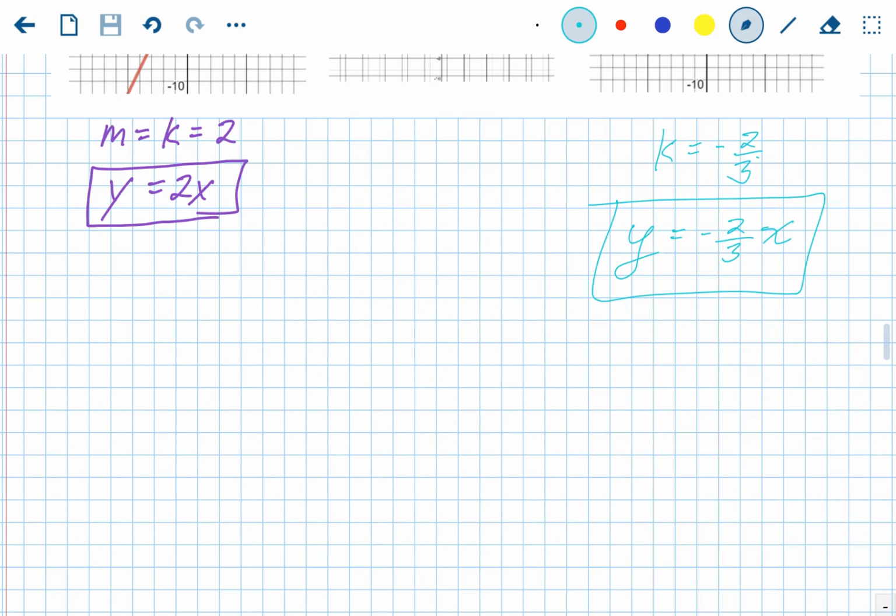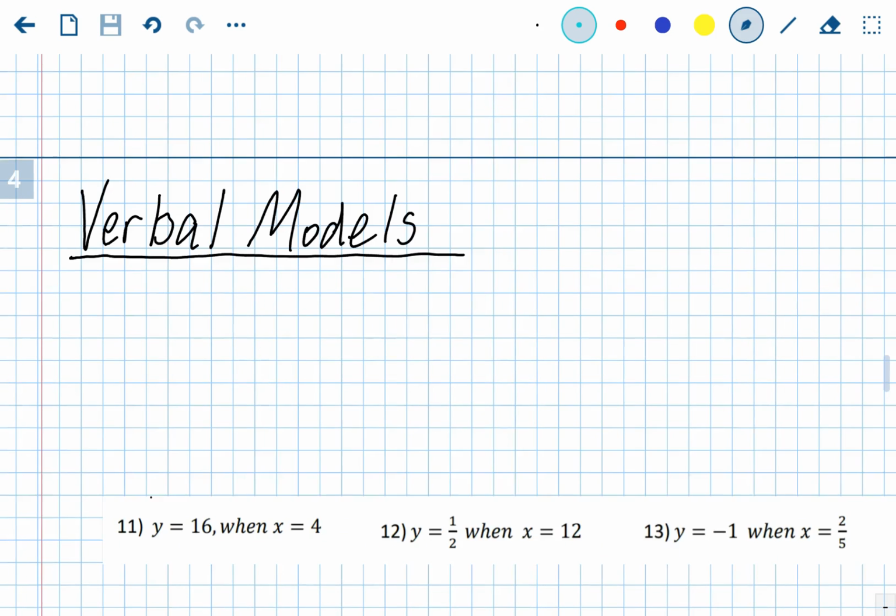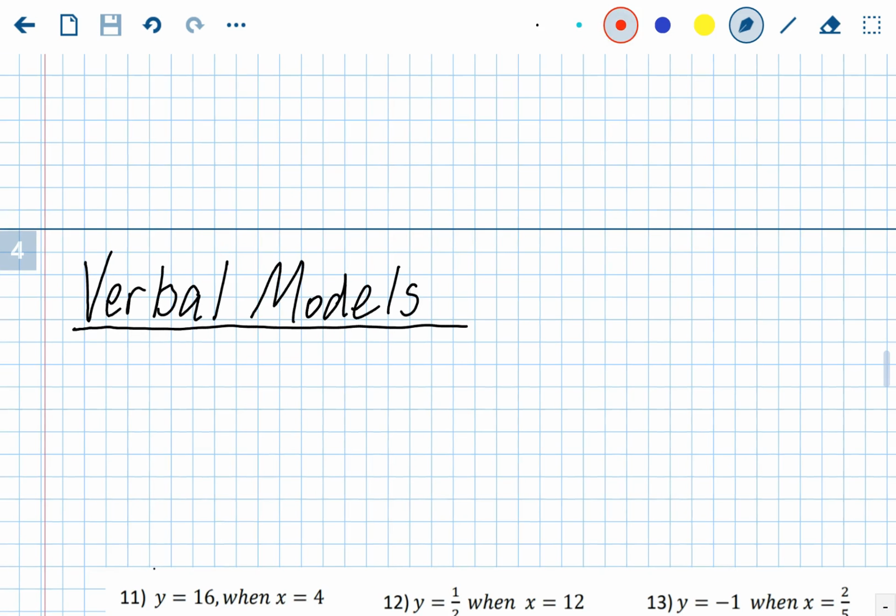Next up is the verbal model. So what does this look like in words? In words, you're always going to have the specific phrase of y varies directly with x. So y varies directly, so varies directly, direct variation. It's basically telling you that it's true. Y varies directly as x. You're always going to see that.